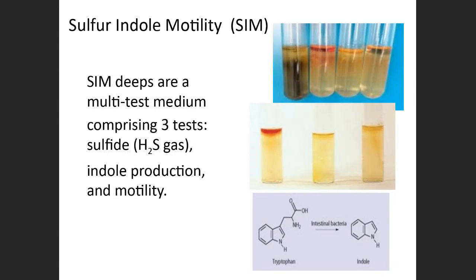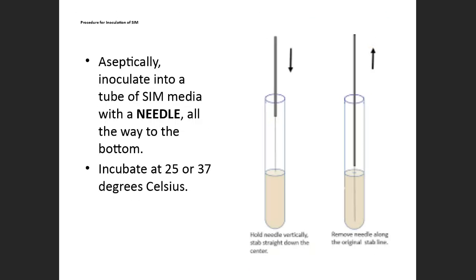Now notice that at the tubes, the picture with the multiple tubes at the top, there's all sorts of colors and variations. Still the same media, it's just different bacteria that's growing in it because they have different results for the sulfite, for the indole, for the motility. So let's get started with the S portion, which is the sulfite reduction.